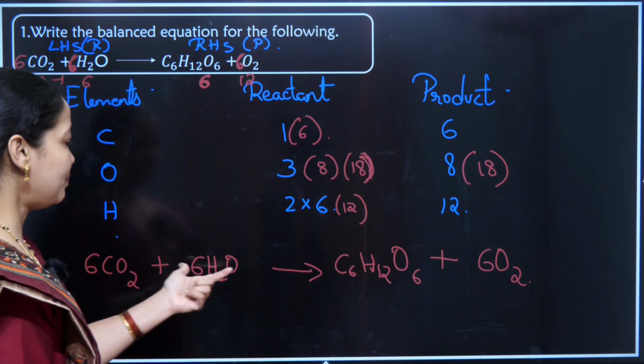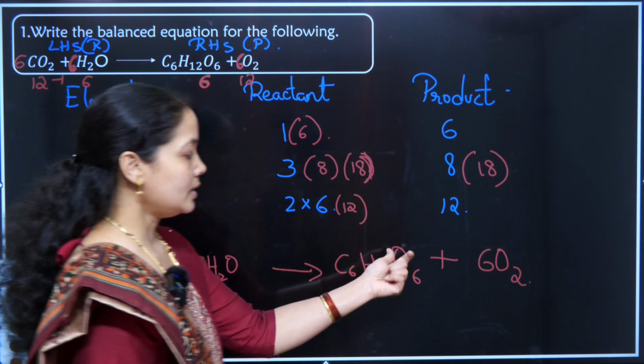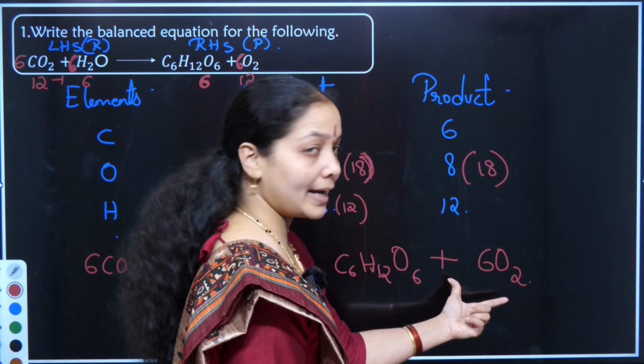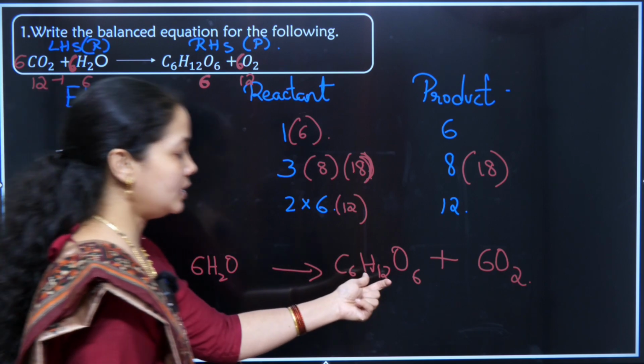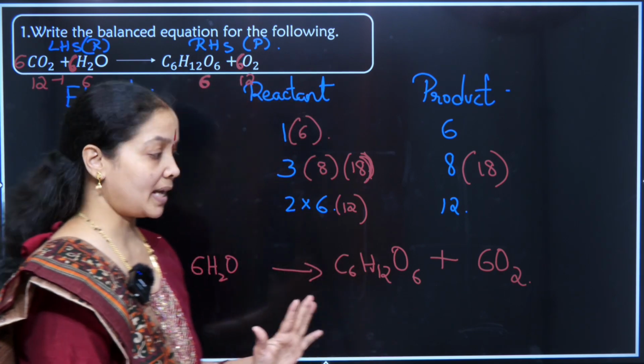Oxygen: 6 2s are 12, plus 6 is 18. Oxygen: 6 and 6 2s are 12, added together 18. Hydrogen: 6 2s are 12, already 12, hence the reaction is balanced.